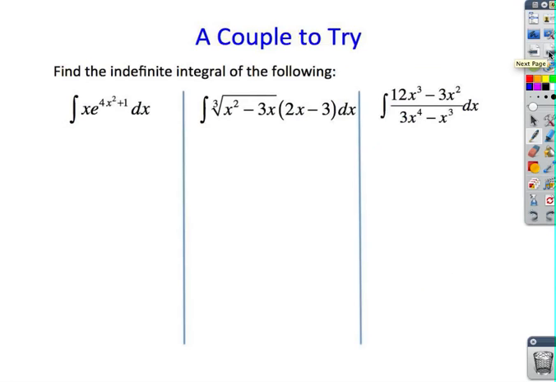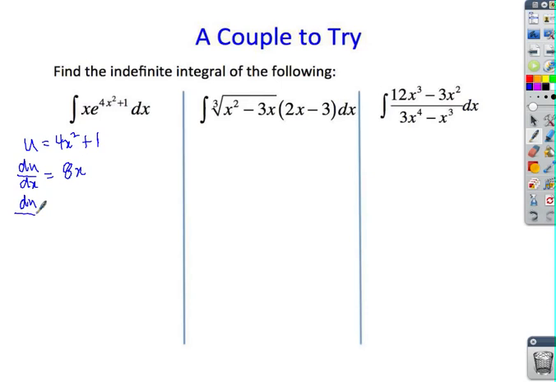So again, like I say, usually start by trying to find the most complicated part of the expression and set that equal to u. So in the first question here, I would let u equal the expression 4x squared plus 1. And now all we do is we take the derivative on both sides. So du by dx is equal to 8x, and cross multiply.